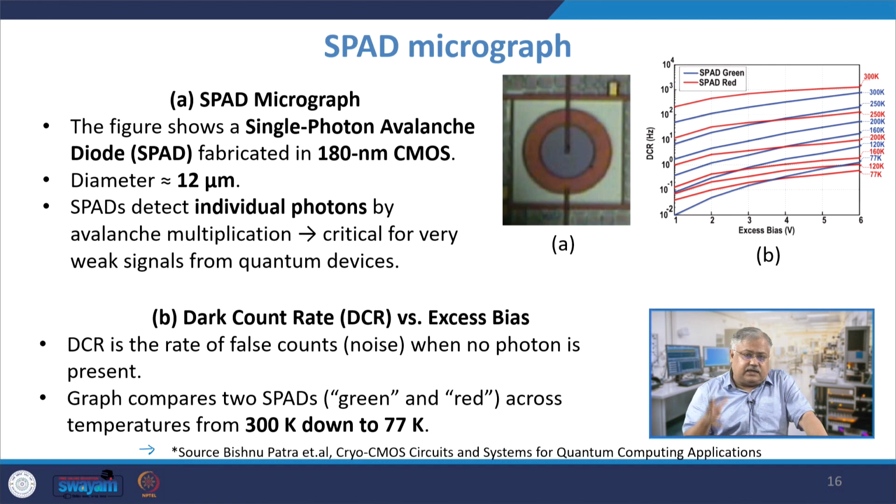Now, SPADs are responsible for detecting individual photons by avalanche multiplication, and they are very critical for weak signals from quantum devices. When you have very weak signals coming from quantum devices, these SPADs help you increase the level of the current to a larger extent. A single photon will give you a large chunk of charge in the output, and that is one of the advantages you get in a quantum processor.